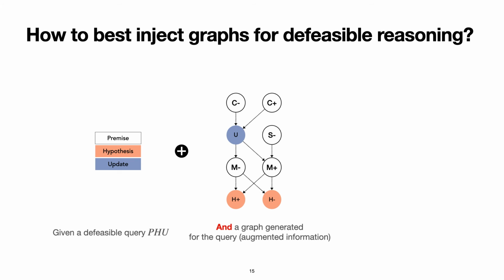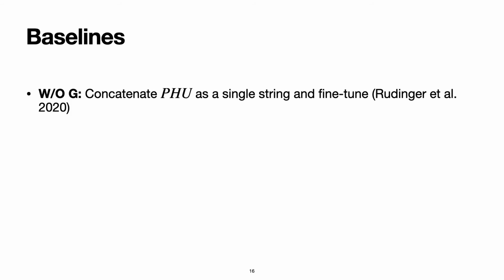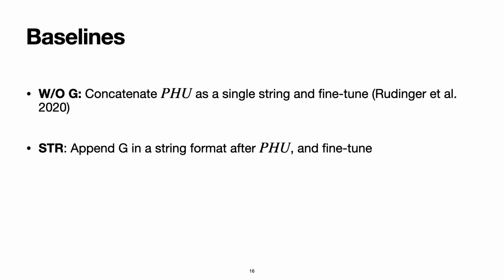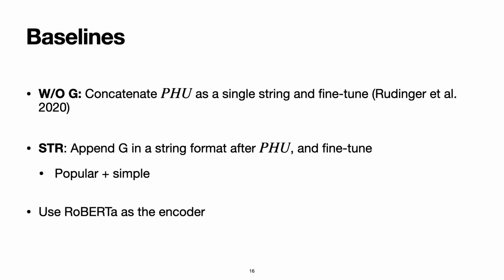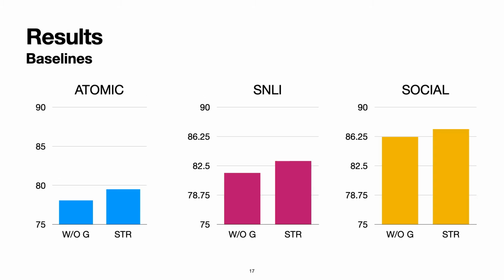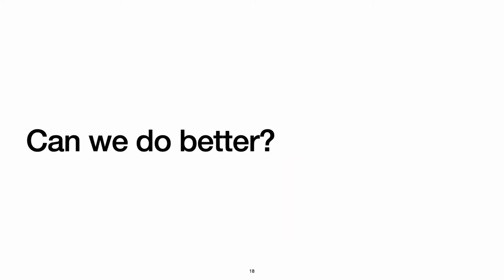So we have a query, we have a graph, and we want to see how we can best make use of this graph to answer this question. Let's talk of some simple baselines. The first baseline is that we will not use the graph at all. We'll just use the original query. The second baseline is that we'll append the graph as a string right after the query and fine tune. In both cases, and for the rest of the experiments, we use RoBERTa as our encoder. So we see that this simple baseline of appending the graph as a string already helps across the domains. So there's some useful information in the graphs, but can we do better?